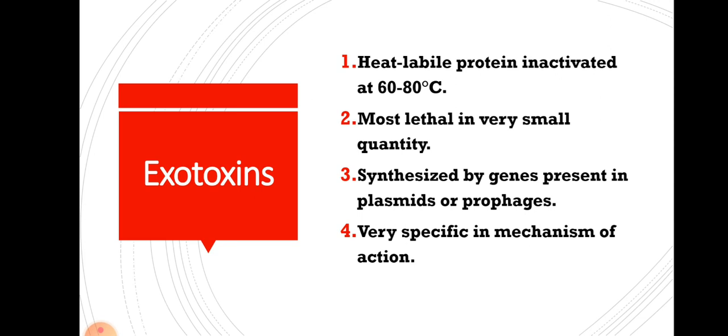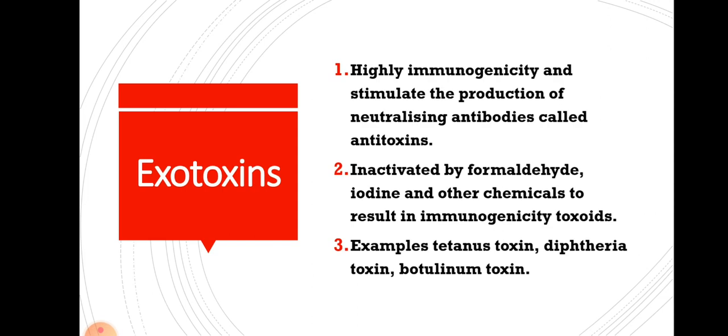Exotoxins are very specific in mechanism of action. Exotoxins are highly immunogenic and stimulate the production of neutralizing antibodies called antitoxins in the host cell. These are inactivated by formaldehyde or iodine and other chemicals, resulting in immunogenic toxoids. Good examples for exotoxins are tetanus toxin, diphtheria toxin, and botulinum toxin.